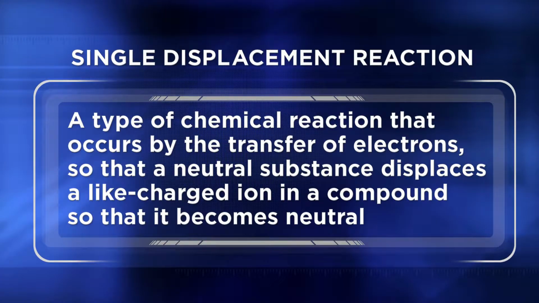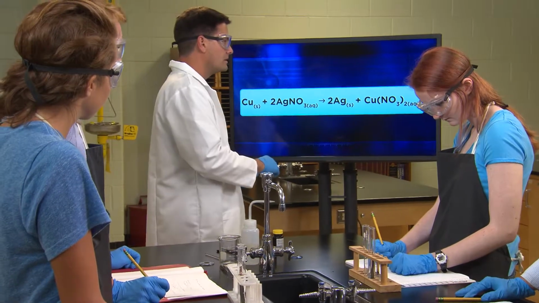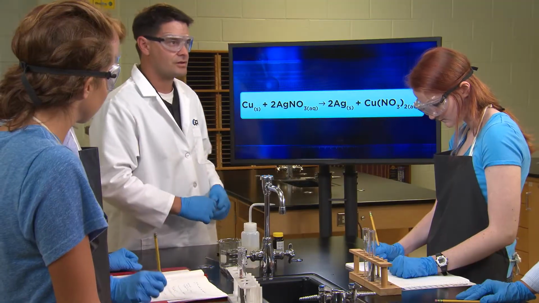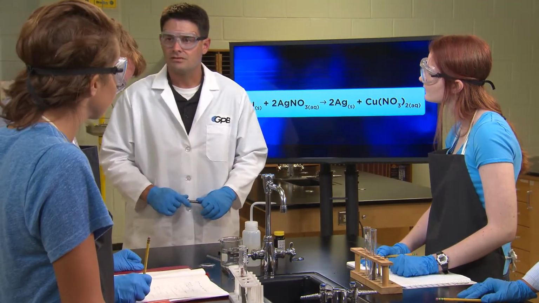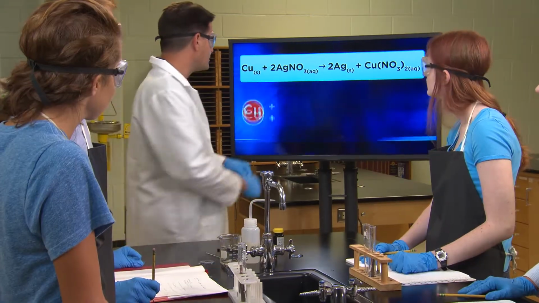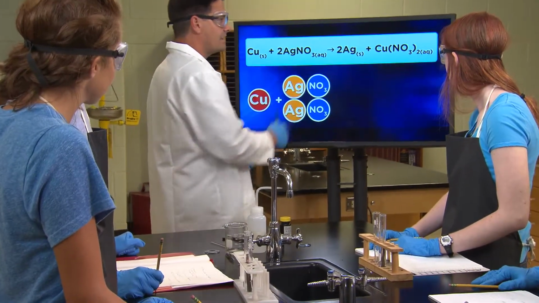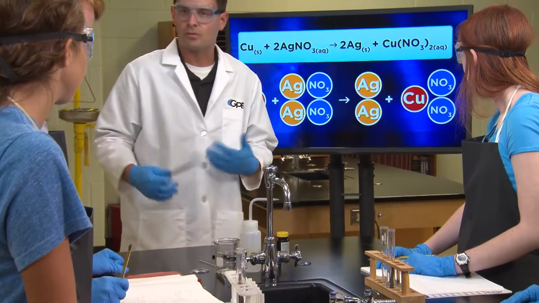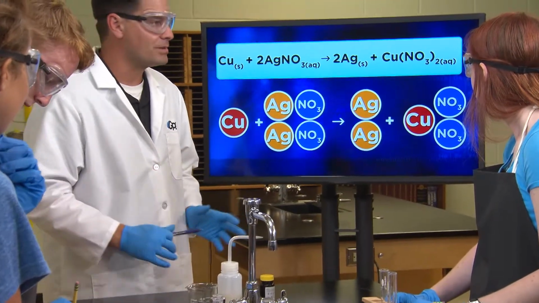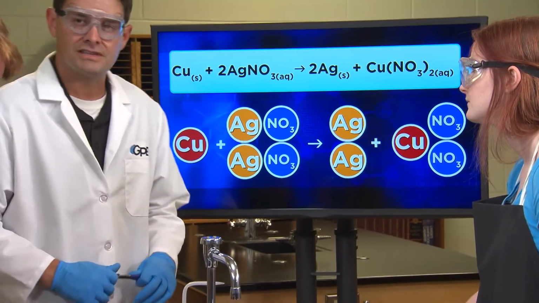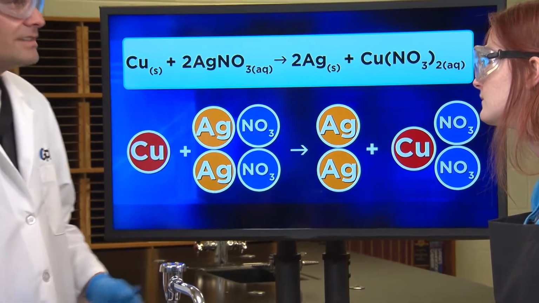A single displacement reaction is a type of chemical reaction that occurs by the transfer of electrons so that a neutral substance, copper in this case, displaces a like-charged ion in a compound, in this case the positively charged silver. So that ion becomes neutral, and in our reaction the copper becomes positively charged and the silver becomes neutral. In this reaction the copper can replace the positive silver ion, but it cannot replace the nitrate. Copper can form the positive ion too, but it can't replace just any positive ion, it can only replace those that are less active. We'll cover this in an upcoming lab.